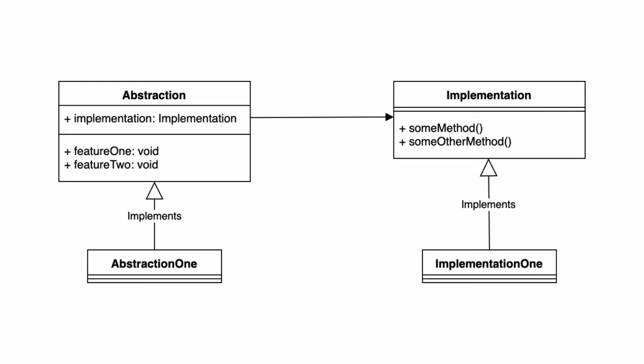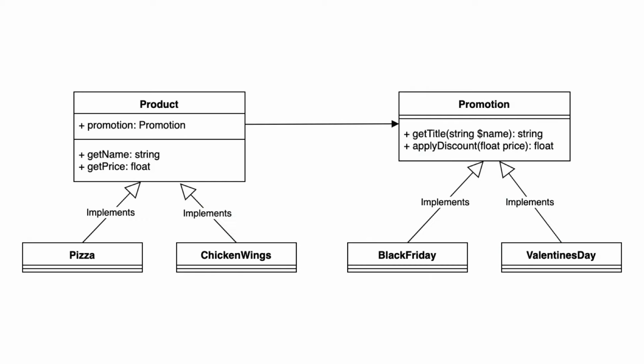So let's dive into the pizza example. If we look here, then we can see that we have a product and a promotion. A product can have a name and a price. And then a promotion can have a certain discount and a title. As you can see here, we have pizza, chicken wings, Black Friday, and Valentine's Day again. But we can just swap them out because that's how the UML in this case describes it. The reason this is called the bridge pattern is because this looks like a bridge. That's it. Someone made this up, I didn't.